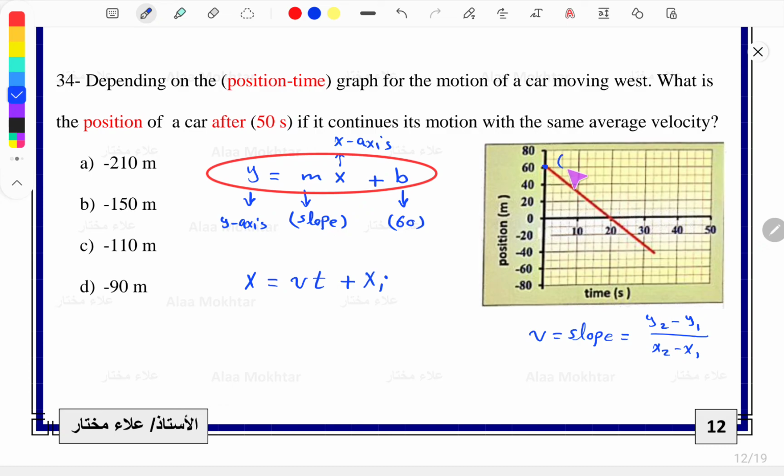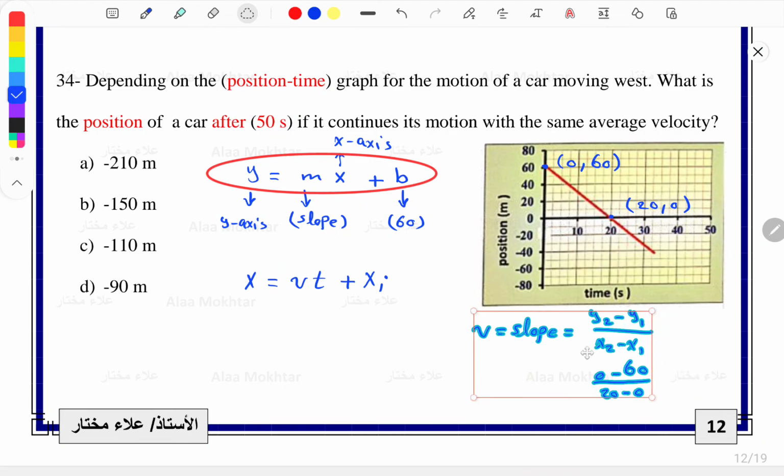This point is 0, 60. This point is 20, 0. The final is 0 minus 60 divided by x2, which is 20 minus 0. Negative 60 divided by 20 will be negative 3. Is it correct? Inshallah correct. Negative 3 meter per second.